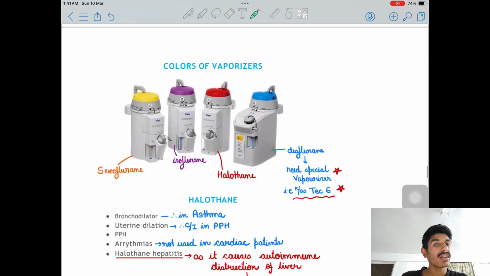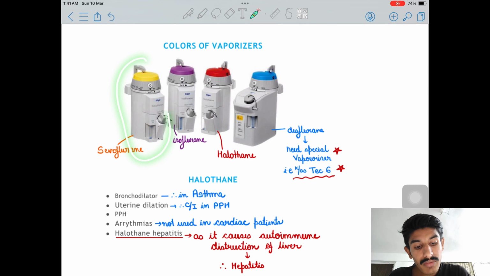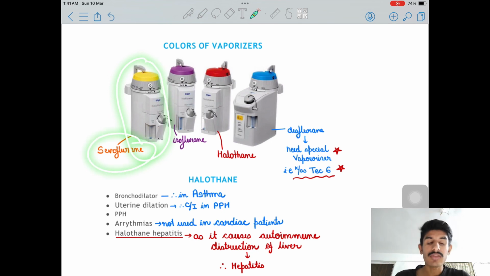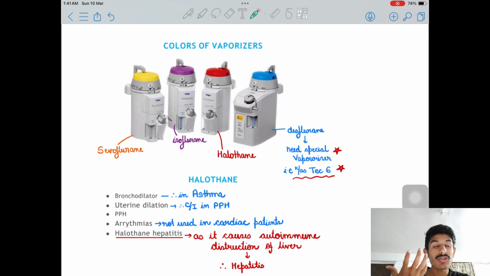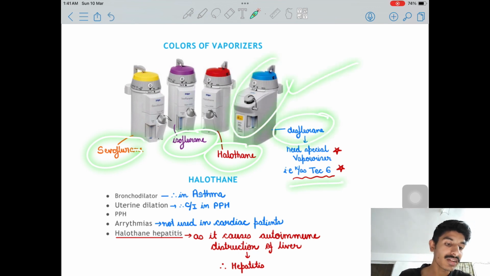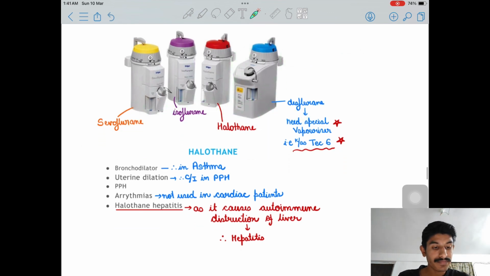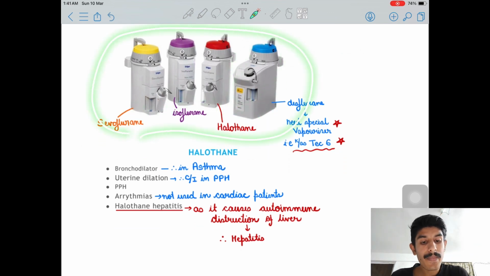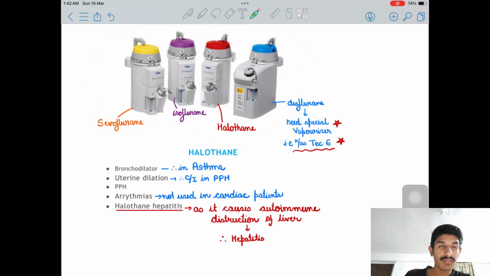So let's study the vaporizers one by one. The yellow color vaporizer, you can see, is for isoflurane. I will tell you one thing about it: it is sweet smelling, so it is given to children because they do not allow IV to be put. We just give them isoflurane to smell and they will sleep because it has a fruity smell. Then sevoflurane. Then purple color is isoflurane, red color is halothane. But desflurane has a special vaporizer, which is Tech 6. So remember this. These are the vaporizers which are put in the ventilator machine.